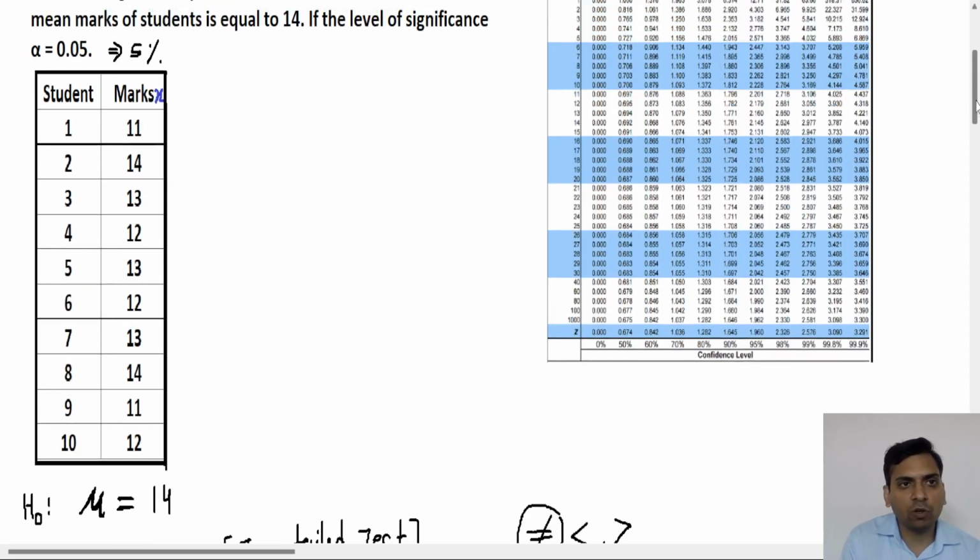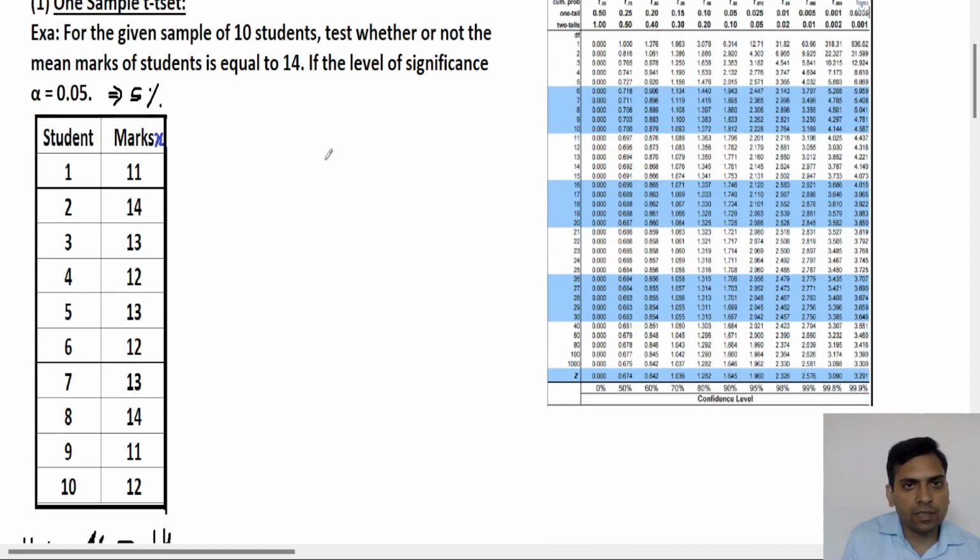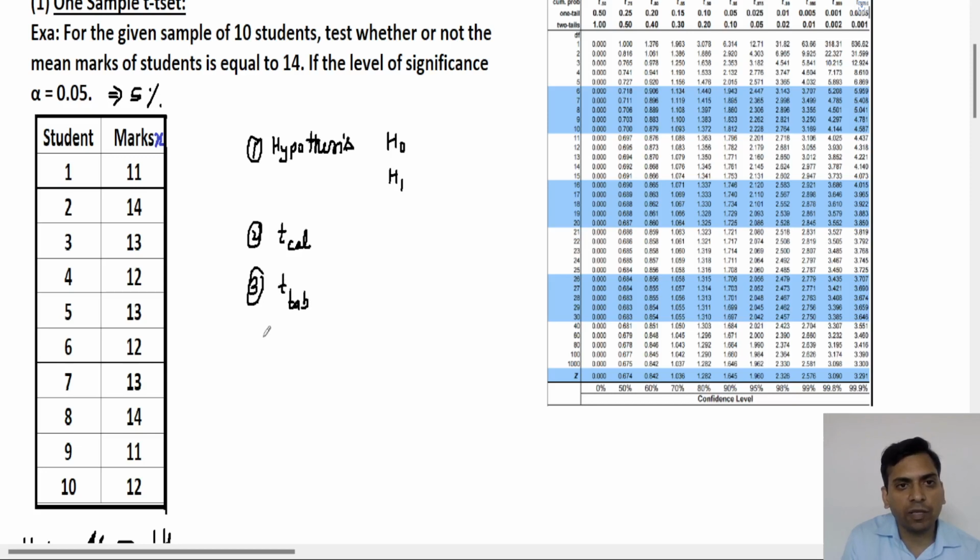So now we will follow the procedure to carry out this testing. First we will write the hypothesis. In the hypothesis there are two parts: first is the null hypothesis and second is the alternative hypothesis. Second, we will find the t calculated value by using the formula. Third, we will find the t tabulated value from the table. And fourth is what? Fourth is comparison.